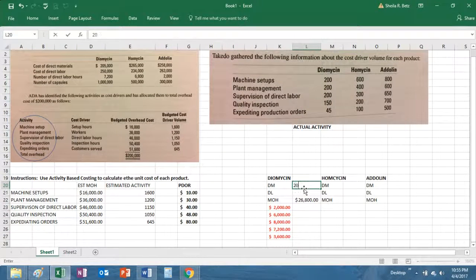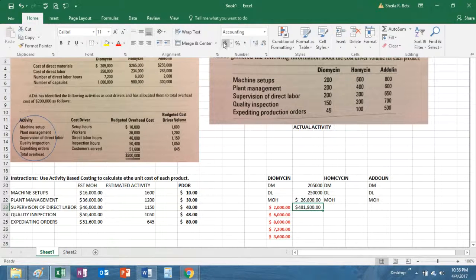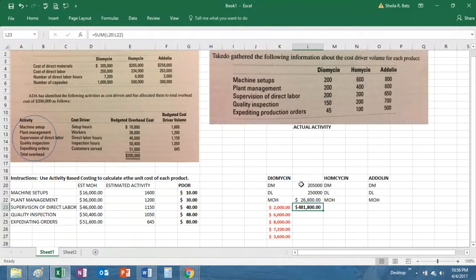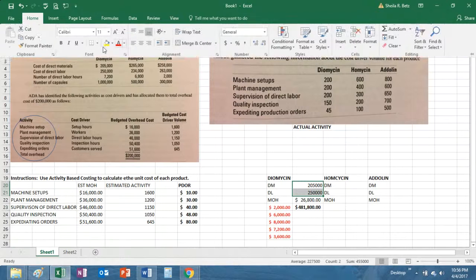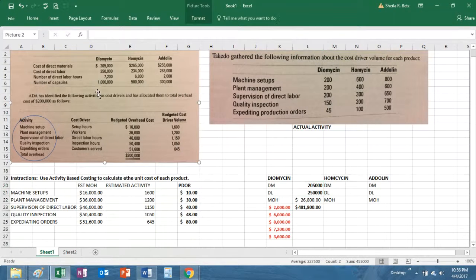$26,800. We're given the direct material information up here of $205,000 and direct labor of $250,000. So I have a grand total cost of $481,800. But the problem was still specifically asking for the unit cost. All right. And in this case, it said the number of capsules, so with medicines, is 1 million.